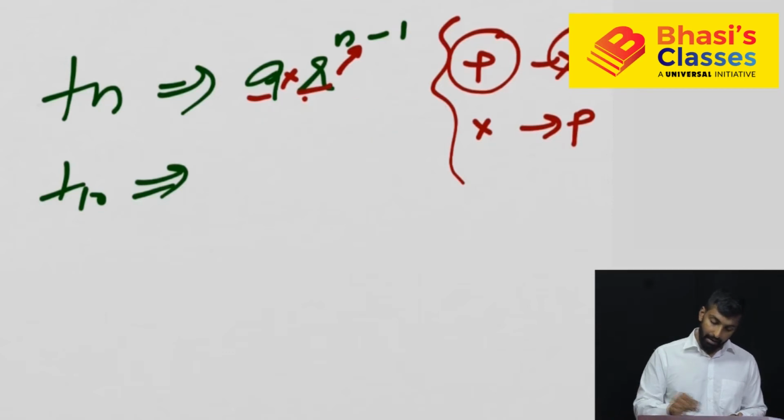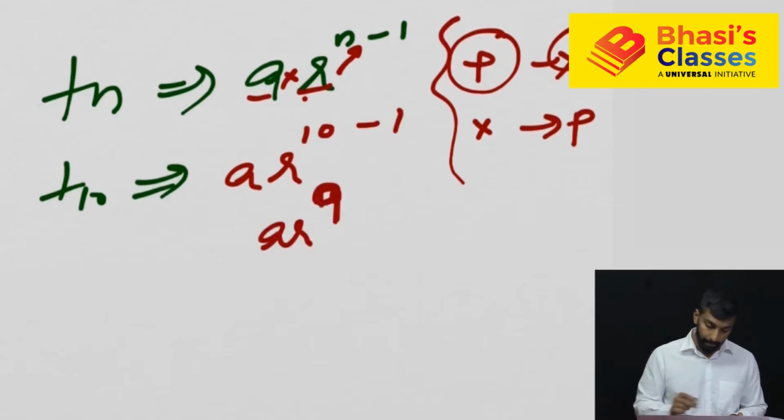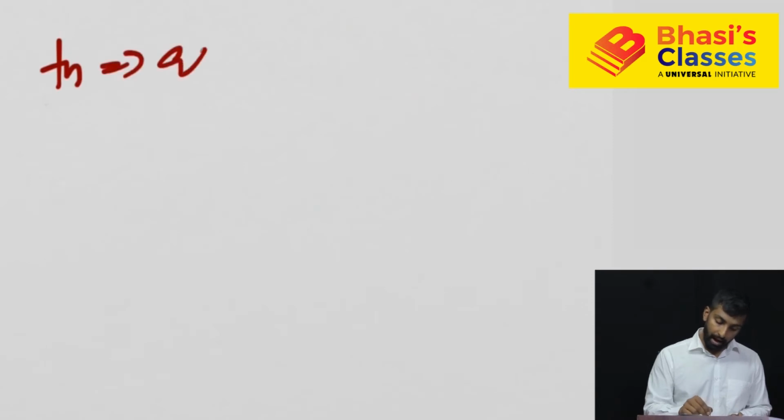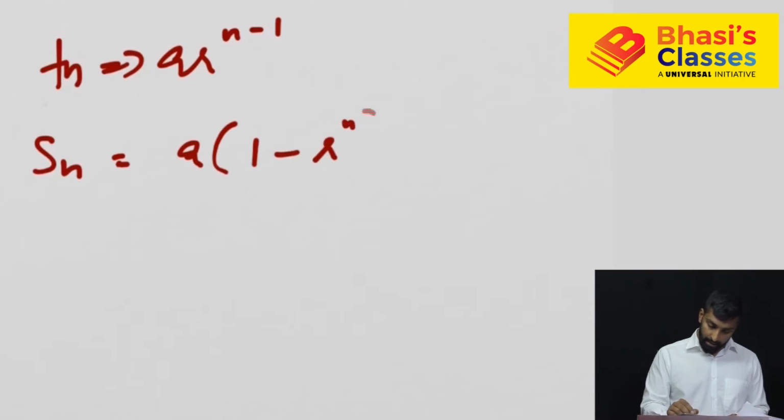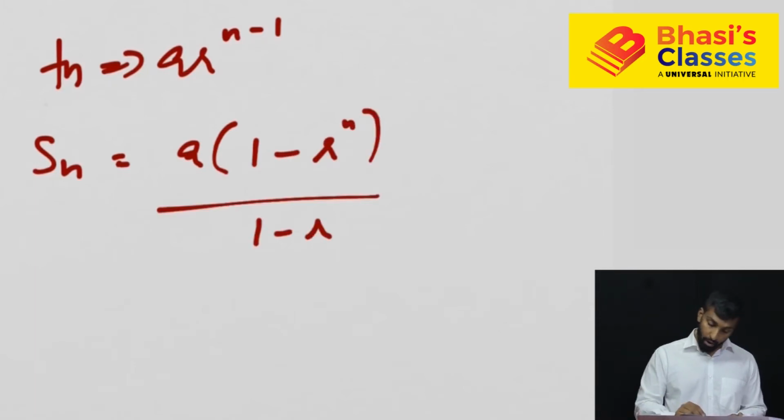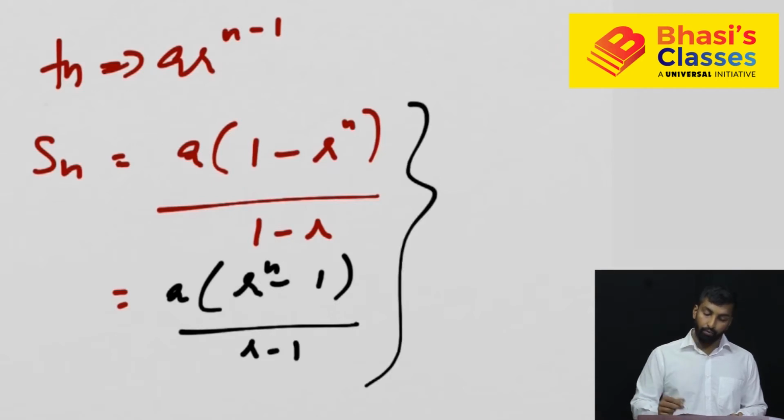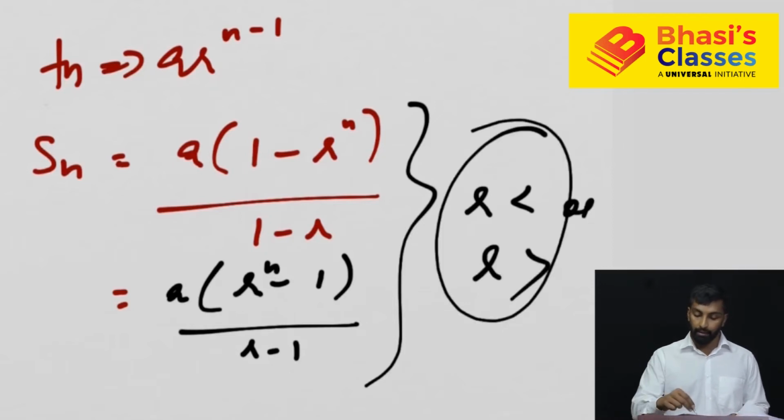So what is the nth term? A r raised to n minus 1. If it is t10, a r raised to 10 minus 1, which is nothing but a r raised to 9. So nth term is a r raised to n minus 1. What about the sum? A into 1 minus r raised to n divided by 1 minus r. Or you have another one also, a into r raised to n minus 1 divided by r minus 1. It depends on the r value, whether r is less than or greater than 1.